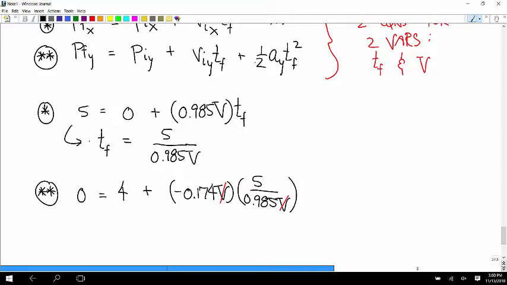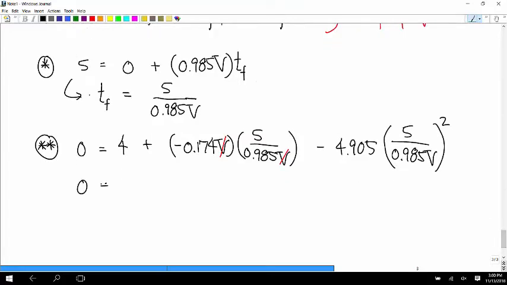And then plus 1/2 times Ay, which is negative 4.905, times Tf squared, which is 5 over 0.985 V all squared. So 0 is equal to 4 minus, can someone multiply out these numbers? 0.174 times 5 divided by 0.985.